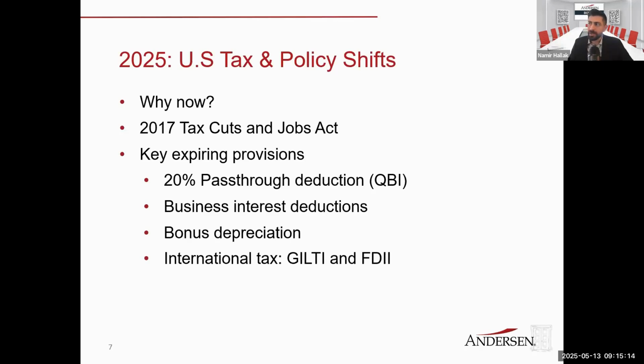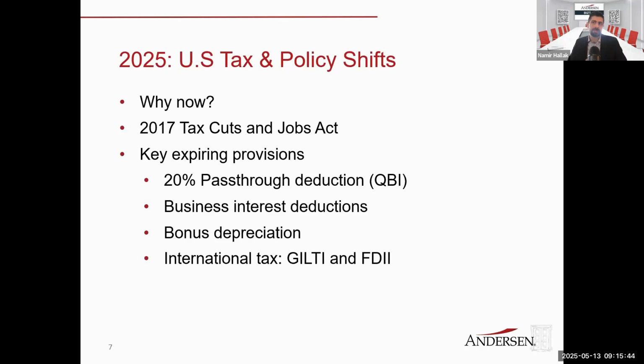So before I get into what's changing, I want to start with the question of, why now? Or even, how did we get here? Why are we talking about changes? Well, to give context, back in 2017, the United States passed what's known as the Tax Cuts and Jobs Act, TCJA. And this was a pretty sweeping overhaul of the tax code. It had some pretty big changes. Many of the provisions that were in that Tax Cuts and Jobs Act, though, were temporary.